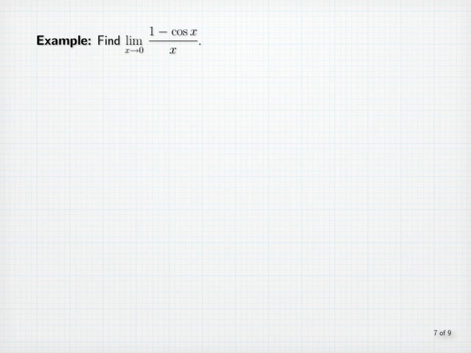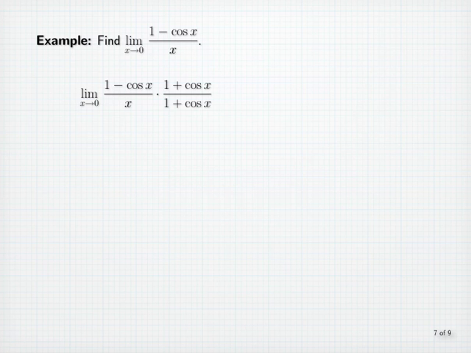Example. Find the limit as x approaches 0 of (1 minus cosine x) divided by x. Notice first that the numerator and denominator of this fraction both approach 0 as x goes to 0. First thing we'll do here is multiply the numerator and denominator by 1 plus cosine x.